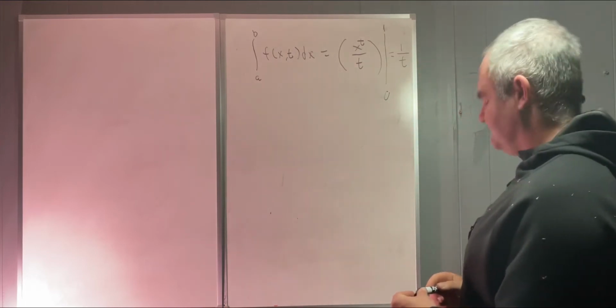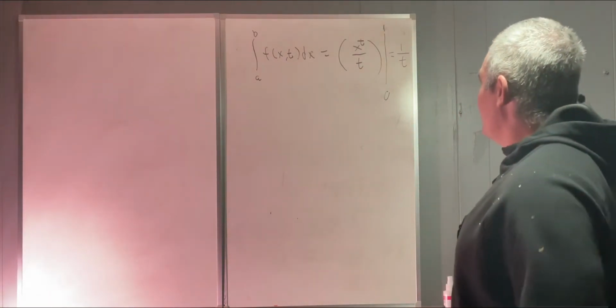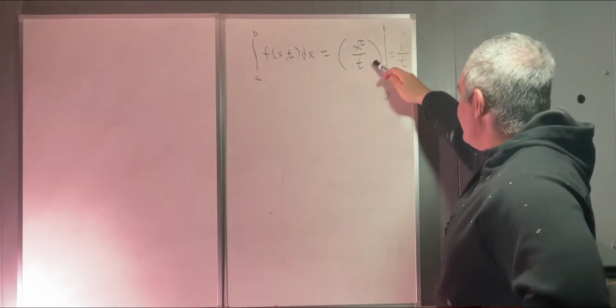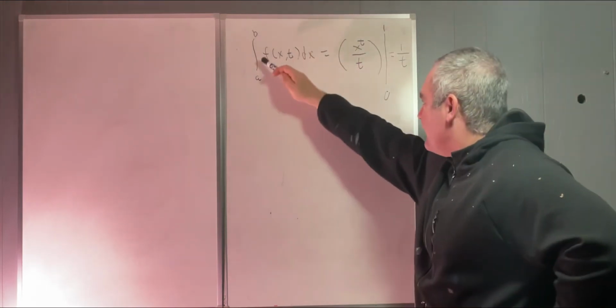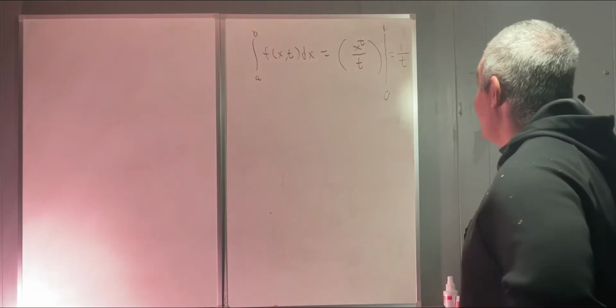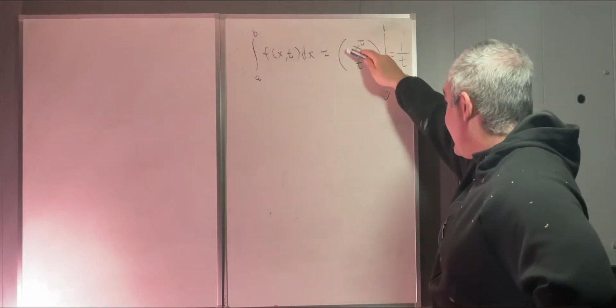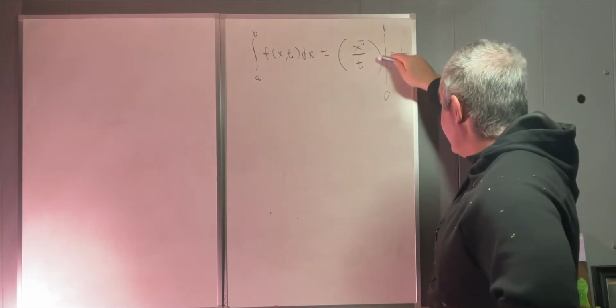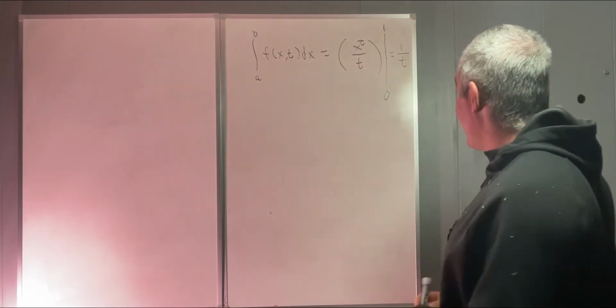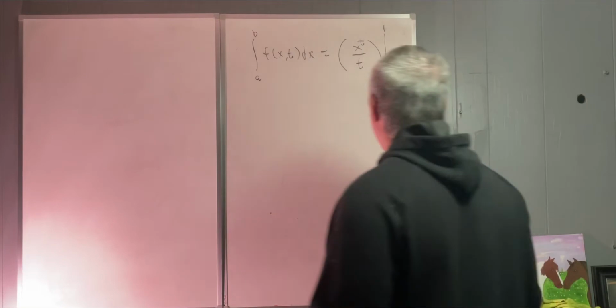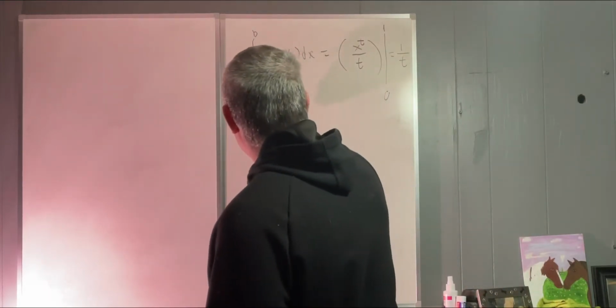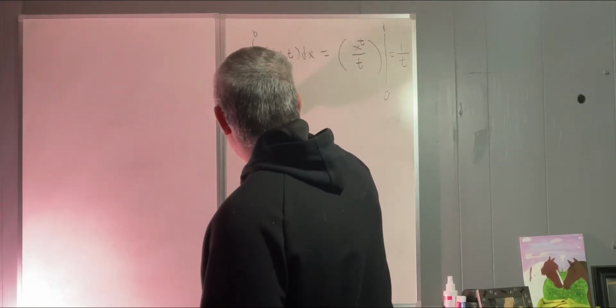All right. So this is the antiderivative of this with respect to x. So all we have to do is differentiate this with respect to x, and we find our function of x and t, and it will be this.